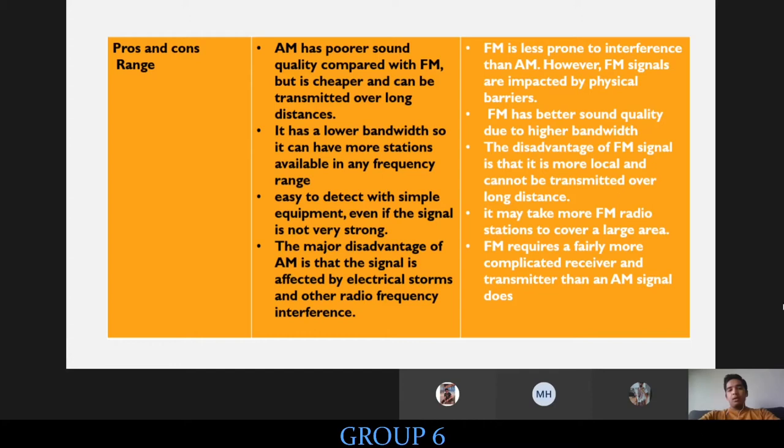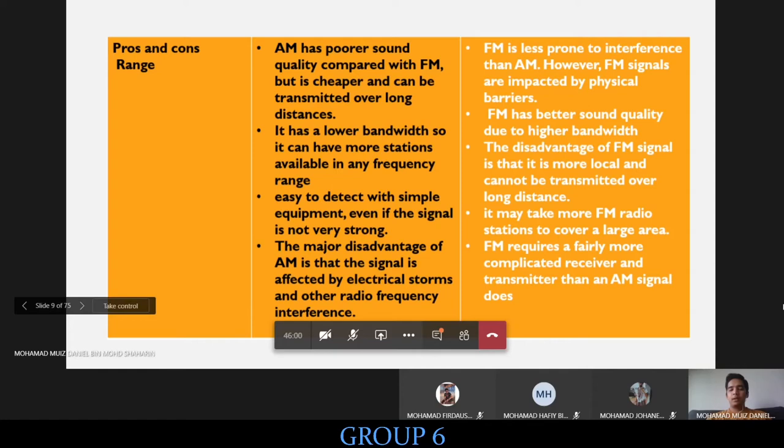FM is less prone to interference than AM. However, FM signals are impacted by physical barriers. The advantage of FM is that it has better sound quality due to higher bandwidth. The disadvantage of FM is that the signal is more local and cannot be transmitted over long distances. It may take more FM radio stations to cover a large area. FM also requires a fairly more complicated receiver and transmitter than an AM signal does.